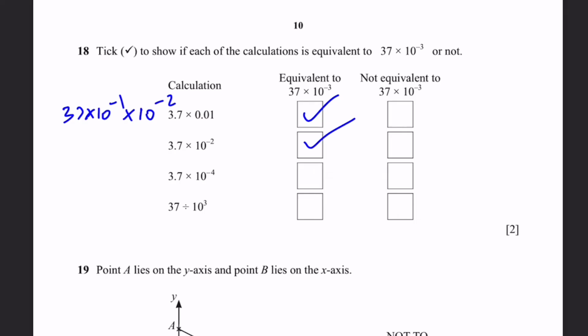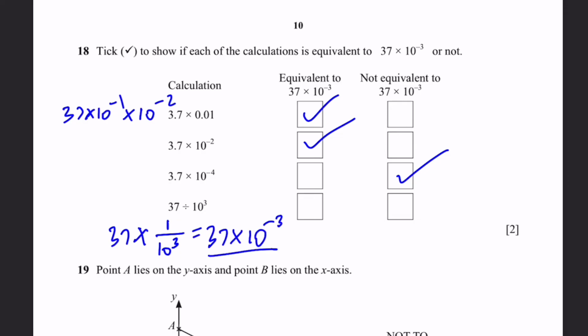Now the third one, 3.7 times 10 to the power minus 4. Well, 3.7 times 10 to the power minus 4 will be 37 times 10 to the minus 1 times 10 to the minus 4. That's 37 times 10 to the minus 5. And that's not the same thing as 37 times 10 to the minus 3, so it's not equivalent. And the last one is 37 divided by 10 to the power 3. That's the same thing as 37 multiplied by 1 by 10 to the power of 3, which is 37 times 10 to the minus 3. And this is therefore equivalent.